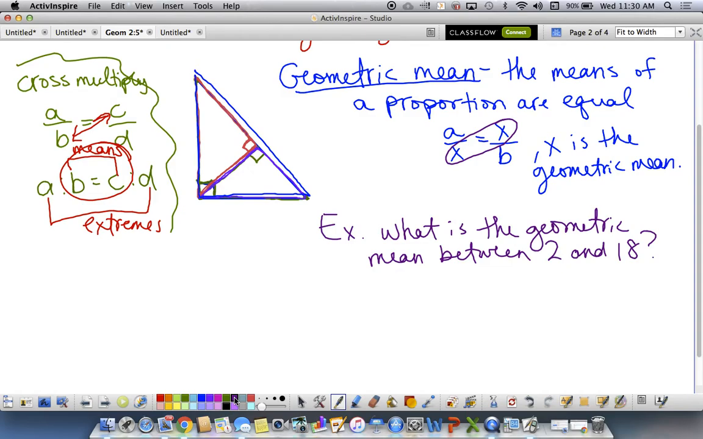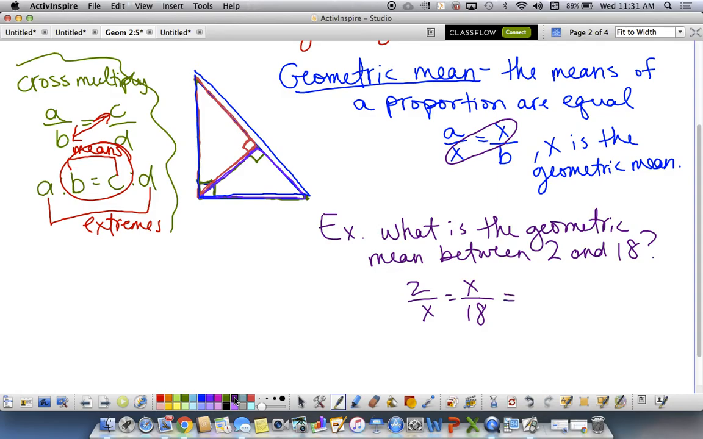Okay? So we're going to set this up as, what's the geometric mean between 2 and 18? So A and B are going to be my 2 and 18. What if I put the 18 above the x? What if I put the 18 here where the 2 is and the 2 is there where the 18 is? Is that going to change anything? It's not. So how do we solve any ratios that are equal, any proportions? We're going to cross multiply.